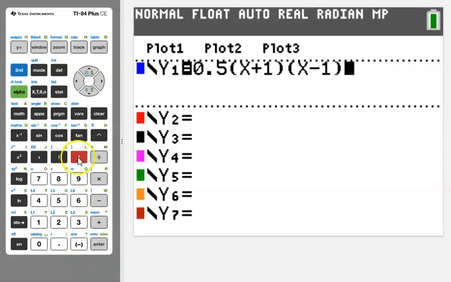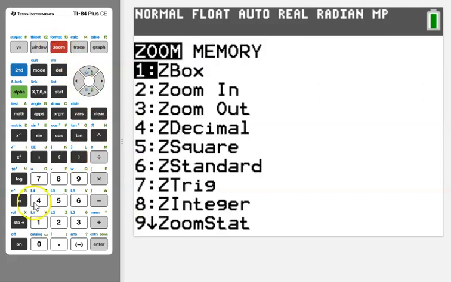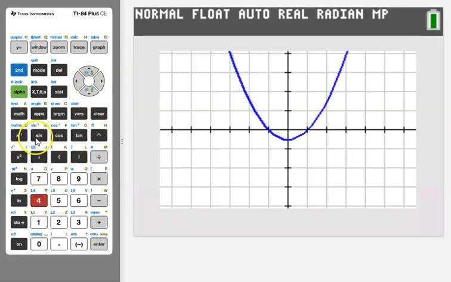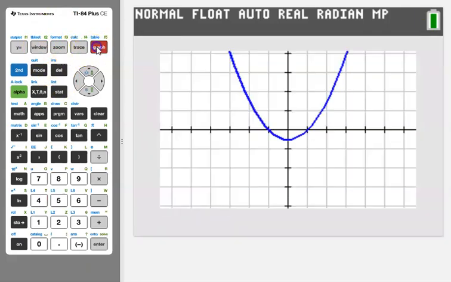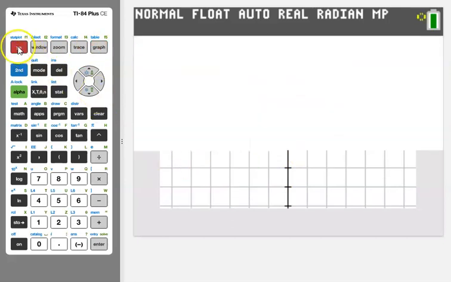Now we're going to use a square window this time. So let's type zoom 4. And in case you don't know what a square window looks like, I'm going to press window and you'll see it. Now you'll notice my graph doesn't look like the handout. That's because I've left something out. Let's look again at the equation and see what I've left out.